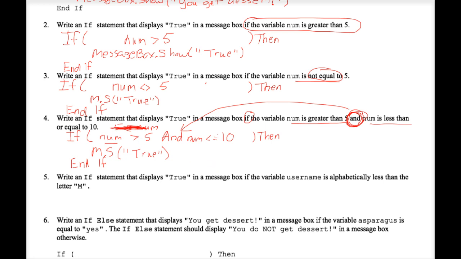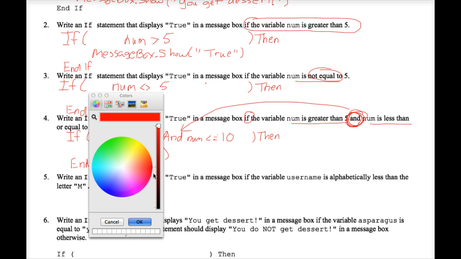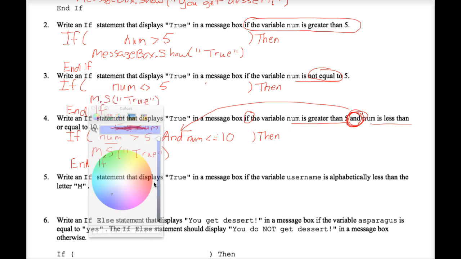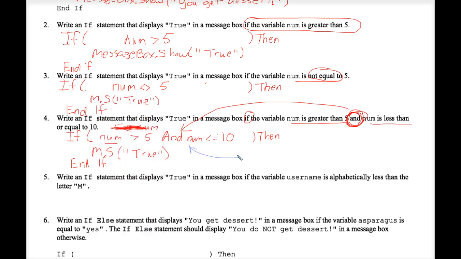Do not write your answer this way, though. Let me pick another color here so you're not confused. Do not put your answer this way inside this set of parentheses. Don't try to do it like this. 5 less than num less than or equal to 10.